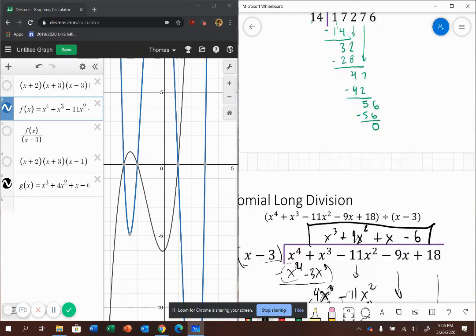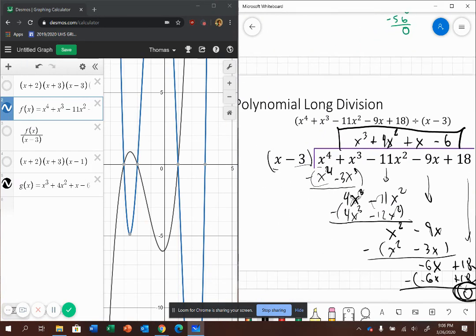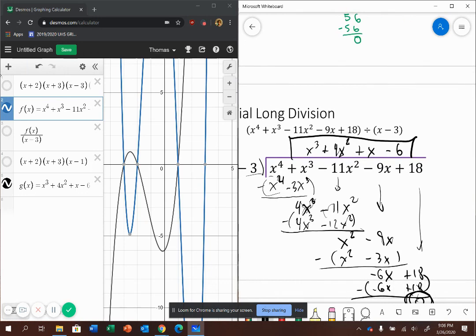What do we say when we have a number that divides into another number evenly? Well, we say that that is a factor of the original number. So in this case, we could say that 14 and 1,234 are both factors of this larger number here, 17,276. Well, in just the same way, we could say that x minus 3 times x cubed plus 4x squared plus x minus 6, if we multiply those two together, those are both factors of this dividend here. And this is kind of an important distinction to make.